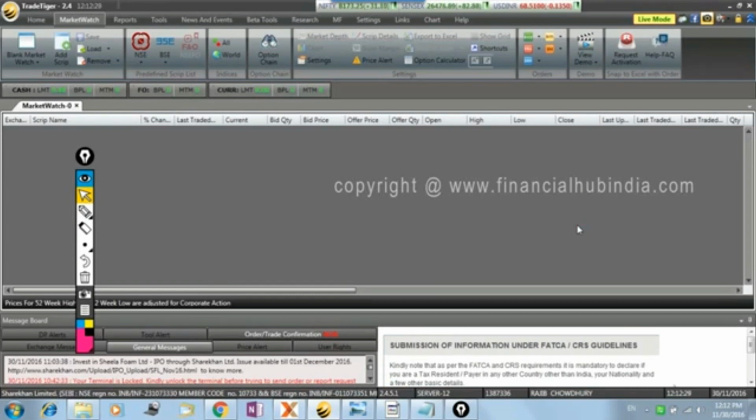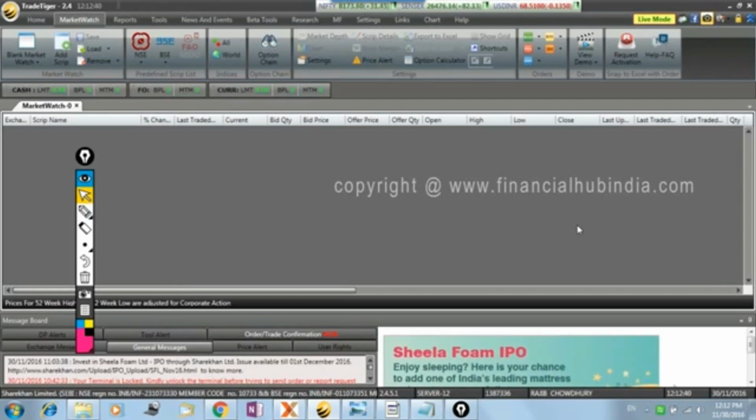Now in Trade Tiger, they are giving you data for NSE stocks, futures, and currency. They are not giving you data for commodities. They used to give it, but recently they stopped it.